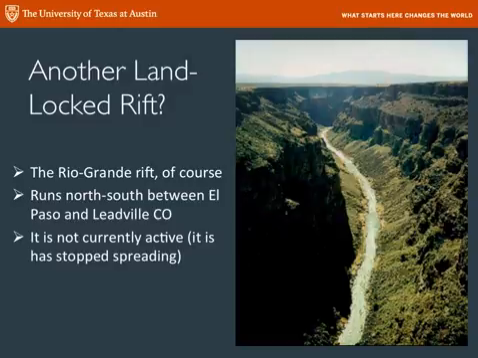Here is another rift valley on land, and this one is the Rio Grande Rift, which of course runs north and south between El Paso and Leadville, Colorado. It's not currently active, but it was an old divergent plate boundary. That's how it formed.